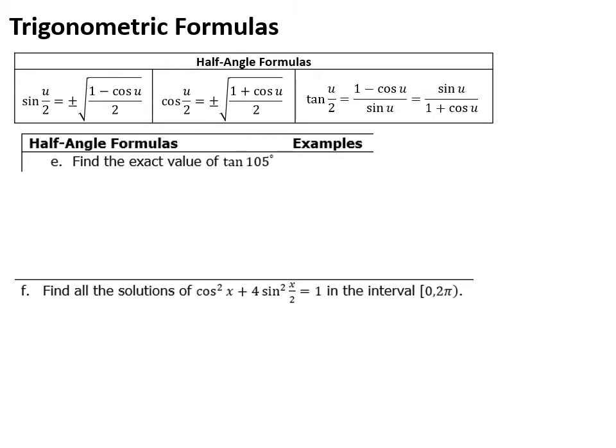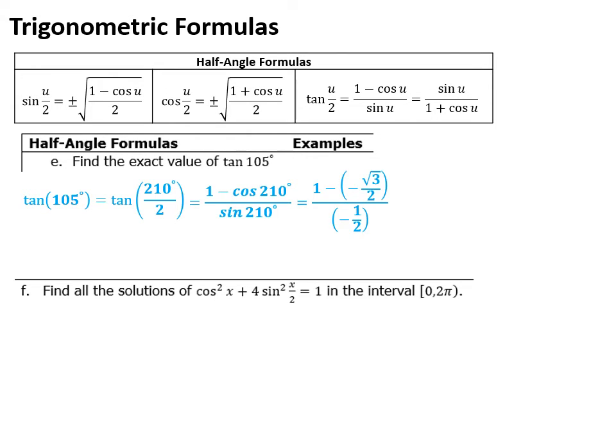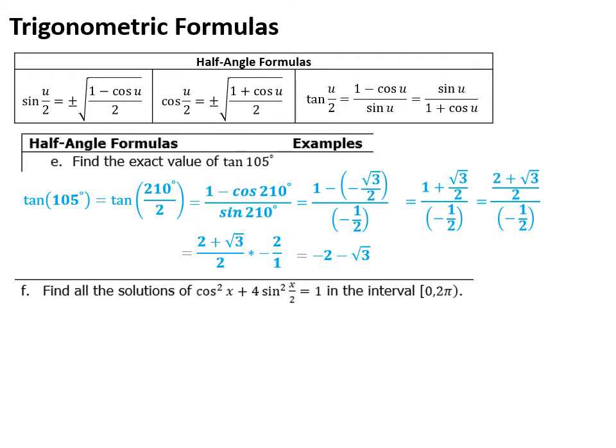Half angle formulas. Find the exact value of the tangent of 105. Well, 105 is half of 210. So I'm just going to work with 1 minus the cosine of 210 divided by the sine of 210. Cosine of 210 is negative root 3 over 2. Sine of 210 is negative 1/2. That gets us 1 plus root 3 over 2 divided by negative 1/2. So 2 plus root 3 over 2 times negative 1/2 gets us negative 2 minus root 3.